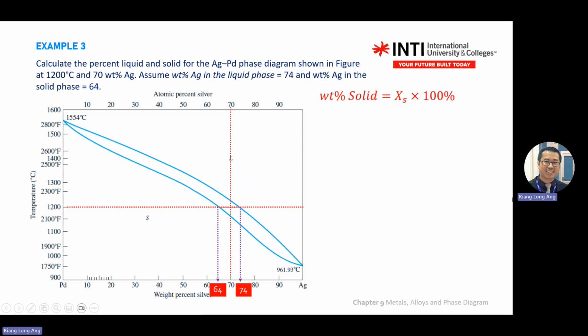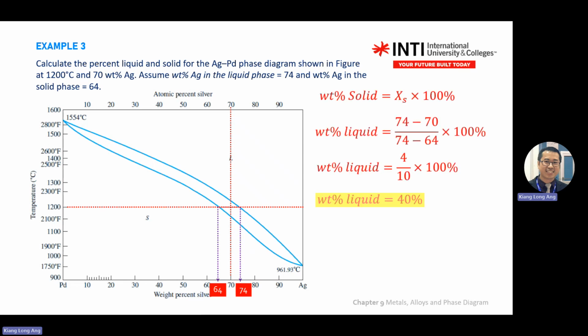Okay, yesterday we stopped at this example 3. So what we learned last lecture is the lever rule, right? We calculate what percent is liquid and what percent is solid by using the ratio.